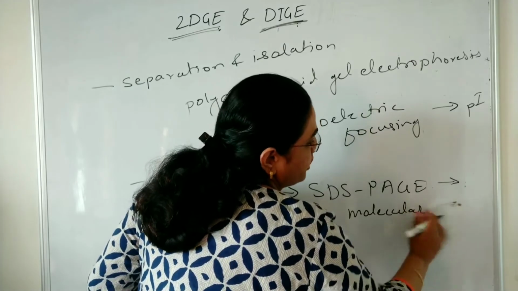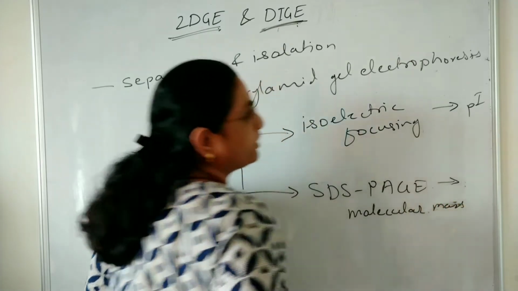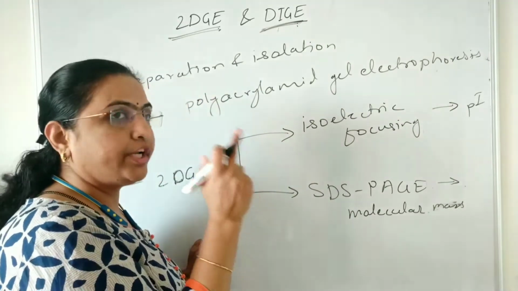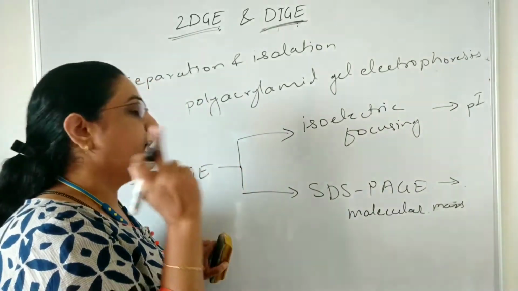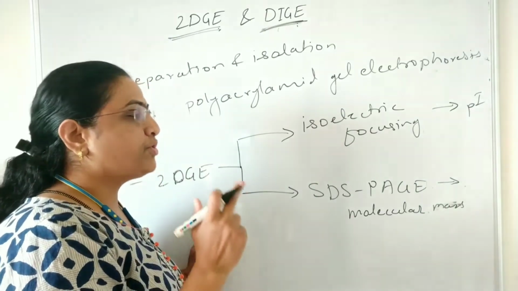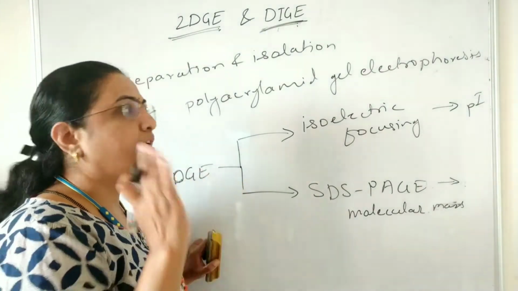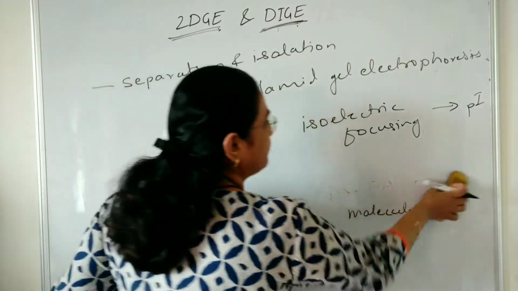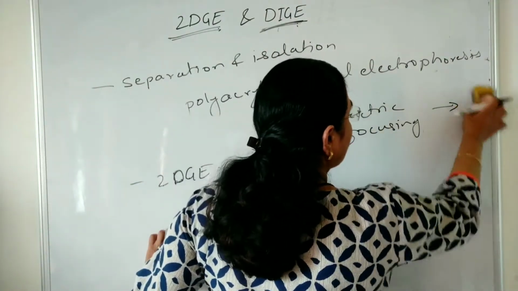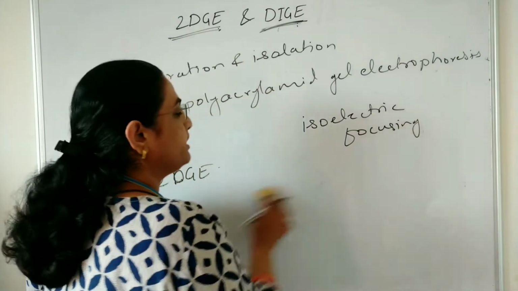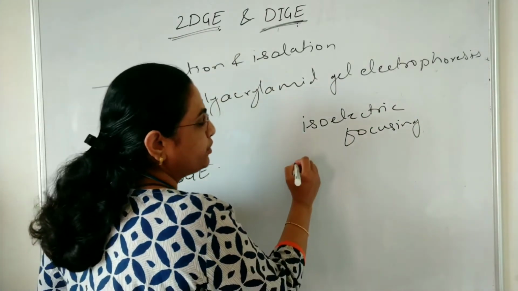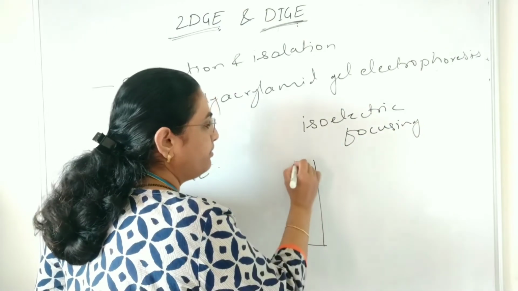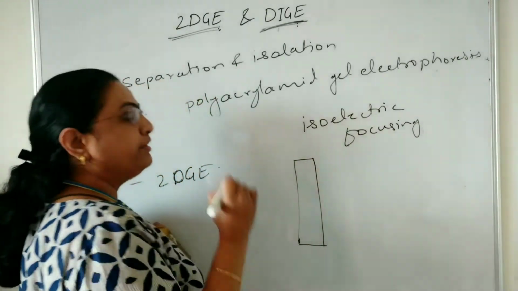So in the first dimension, there is a separation of proteins according to their isoelectric point, and the second is separation of proteins according to their molecular mass. The first dimension is isoelectric focusing, and previously that was done in tube gels, and now it is done in flattened gels.